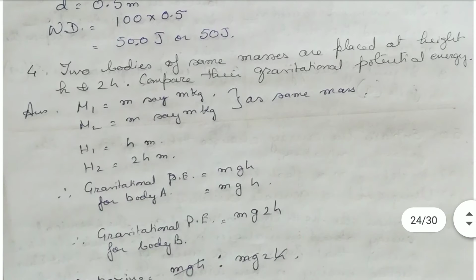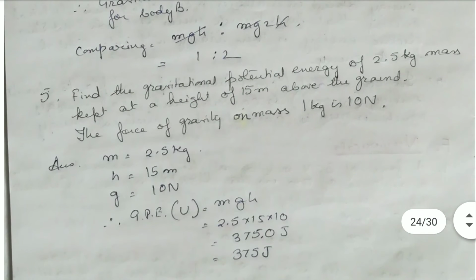Two bodies of the same masses are placed at a height of h and 2h. Compare the gravitational potential energy. Mass m1 and m2, two bodies. So let's say the masses are the same, m kgs, both of them. So height, one is h meters, another is 2h meters. So gravitational potential energy, we know the formula, mgh. For body A, it's mgh. For body B, it is mg2h. So comparing them, 1 is to 2 is the answer.